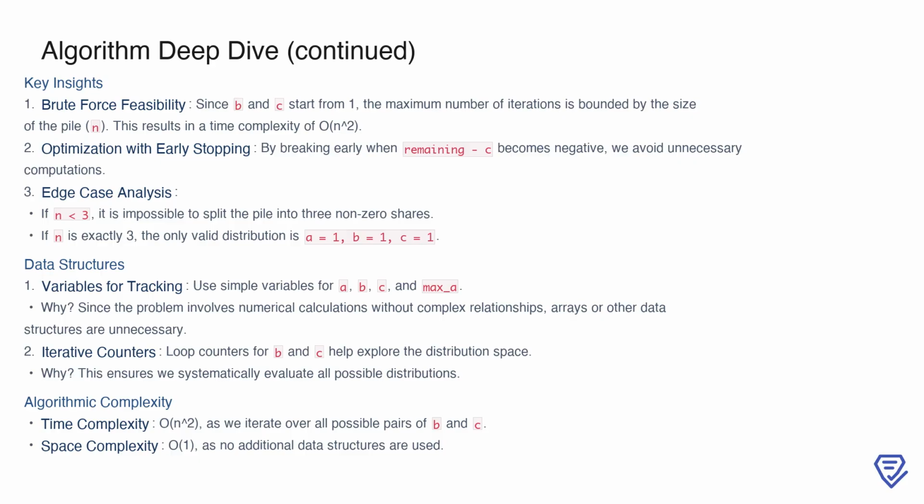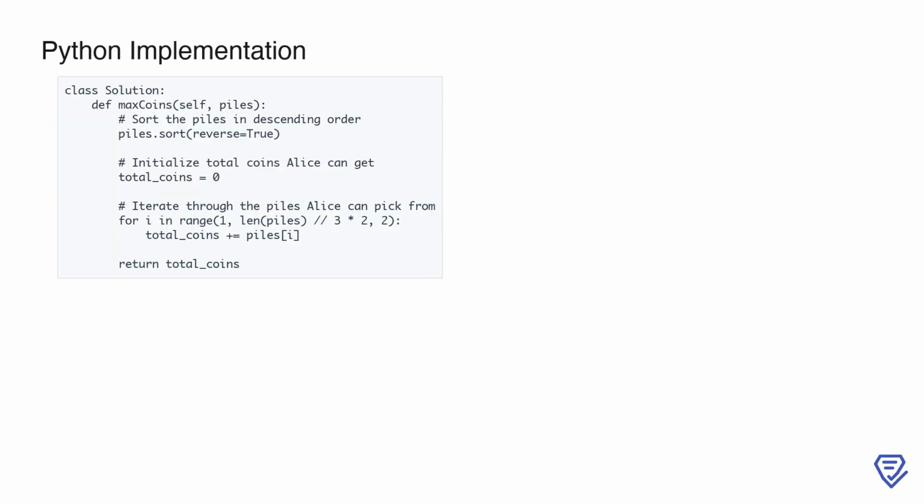To summarize, the algorithm has a time complexity of O(n squared) and a space complexity of O(1), making it efficient given the constraints of the problem. The problem requires maximizing the number of coins Alice can collect by adhering to the rules of coin distribution. The optimal solution involves leveraging the sorted order of the piles.